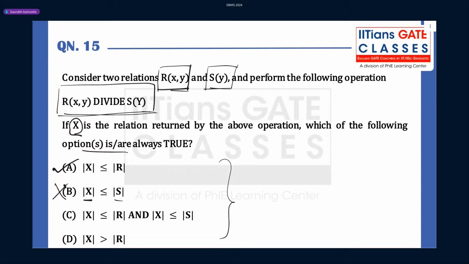And again, since B is false, C also has to be false. And obviously, based on the definition, the cardinality of X can never be greater than the cardinality of R, right? Because it is a subset of R. So this is wrong again. So the answer is option A.